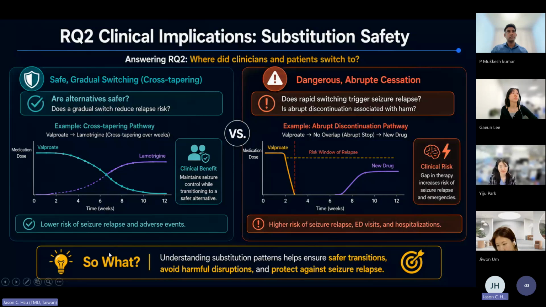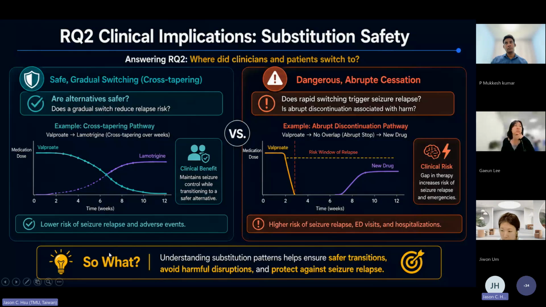The dangerous alternative, on the right hand side, is abrupt cessation of the medication. Driven by fear of the new safety warnings, maybe the clinician or patient stops the drug immediately, and this creates a critical risk window of relapse before the new drug reaches therapeutic concentration. Potentially that would trigger status epilepticus, a severe epilepsy syndrome, and maybe emergency department visits and also hospitalizations. Only by mapping this real pathway can we ensure patient safety during the regulatory transitions.